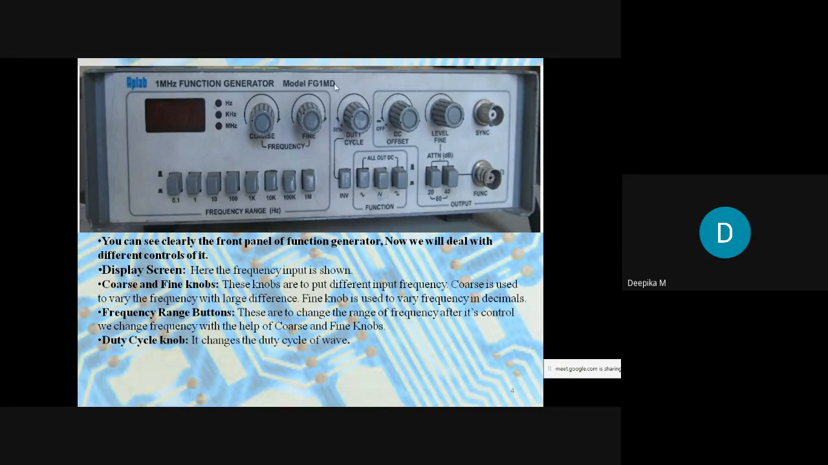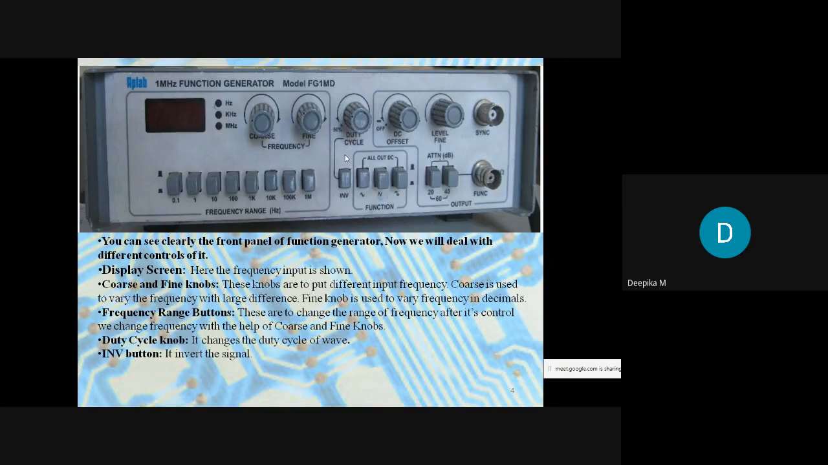And we have the duty cycle knob. So the duty cycle knob is something like you are going to vary the on and off time of the waveform, or you can actually vary the rising time and the falling time of the waveform. So that is nothing but the duty cycle. So that can be varied by using the duty cycle knob.